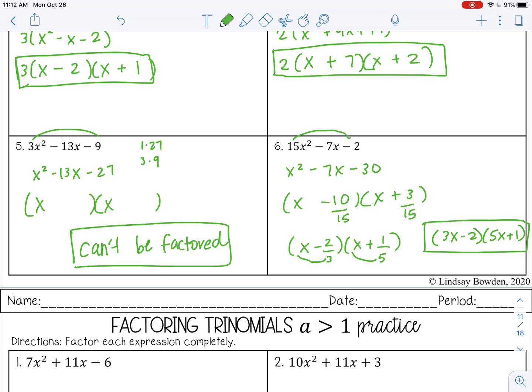All right, you can stop the video now and complete your practice.